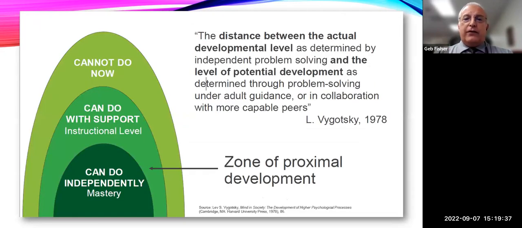What we're looking for is that zone of proximal development, that range where they can do work independently at some level, the range that they need our support or our scaffolding to help teach them what to do, and the ranges they just don't have the skills for yet, so that we can properly instruct and support as we move forward.